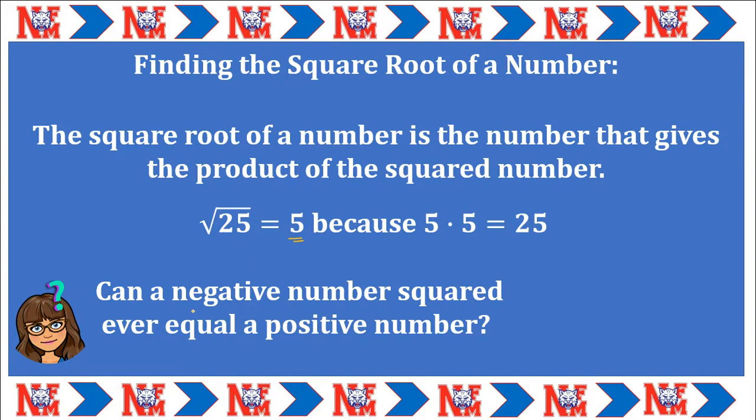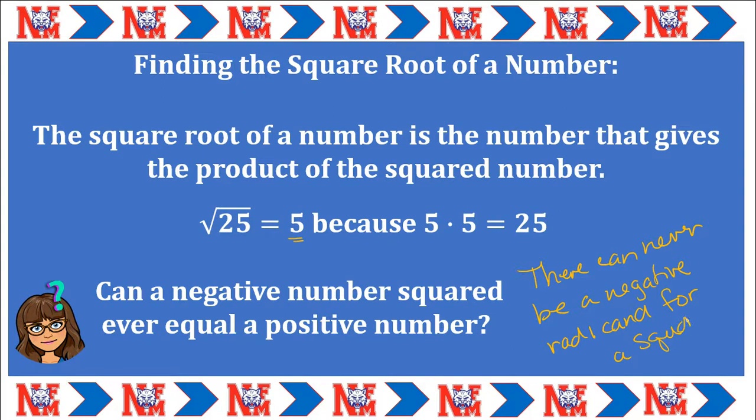So let's ask the question, can a negative number squared ever equal a negative number? And the answer is no. So this means there can never be a negative radicand for a square root, meaning we multiplied it twice. Because if we have negative 5 times negative 5, we would get a positive 25. So this number can never be a negative number.